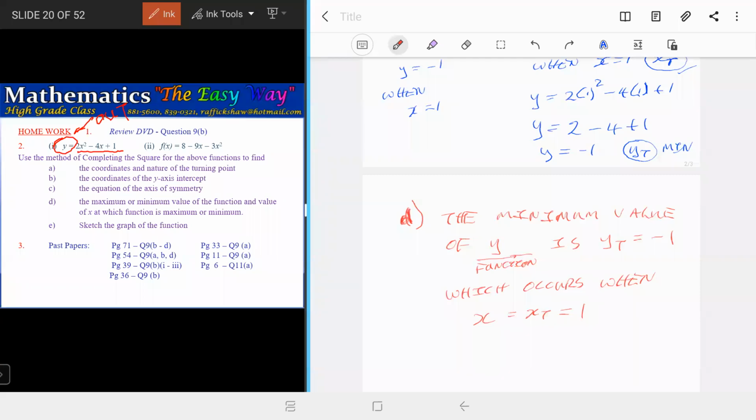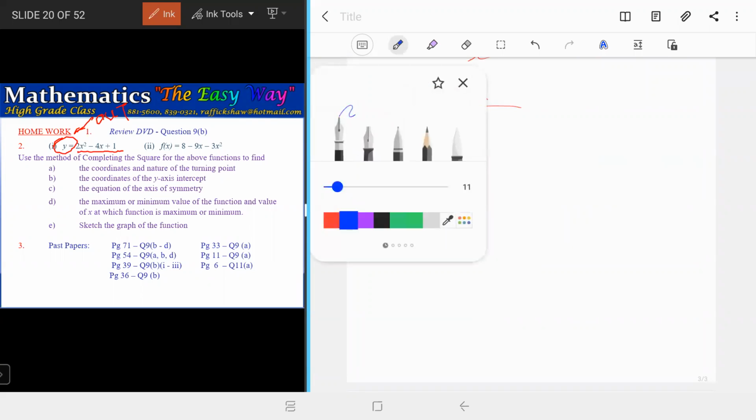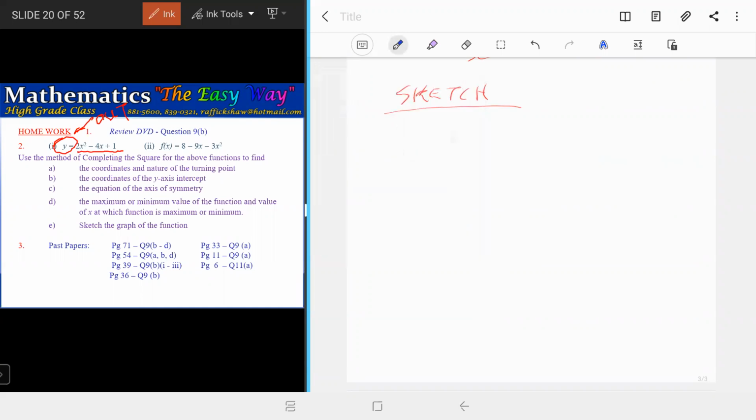All right. But the next thing we want to do now is part E, which is to sketch the graph. We need to sketch the graph now. All right. So look how we're going to sketch the graph. Let's do the sketch down here. Now to sketch a graph, we need to know the critical information. All right? Now we can go step by step. Let's put it in blue.